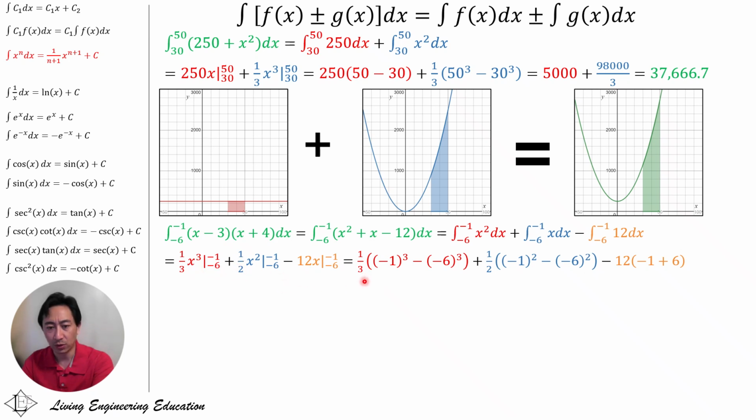We apply our limits, 1/3, and we apply upper limit minus lower limit, right? So minus 1 cubed minus negative 6 cubed. Here I get 1/2 negative 1 squared minus negative 6 squared. Here we have minus 12 times negative 1 minus negative 6, or plus 6. And we plug these into our calculator and we get these individual areas, add them all together or subtract them, and we get our total area.